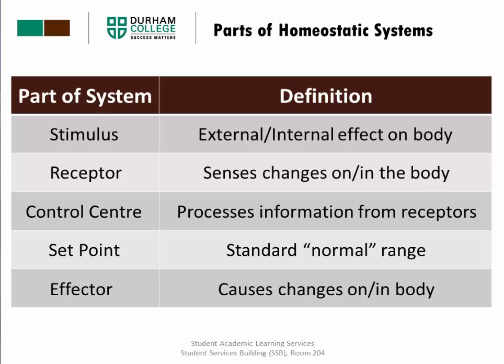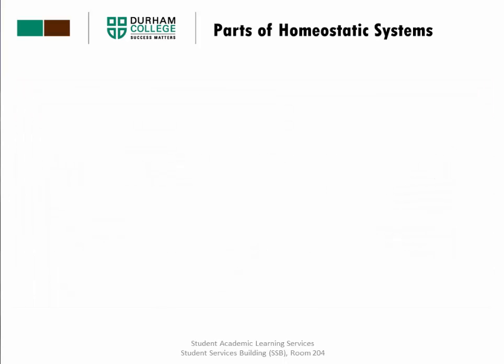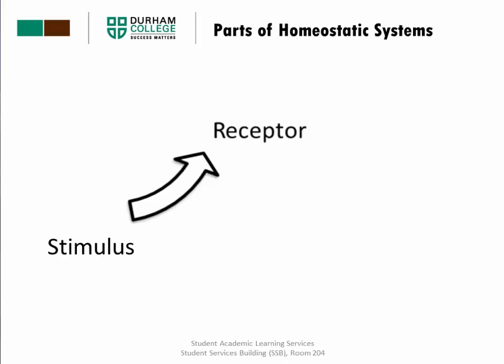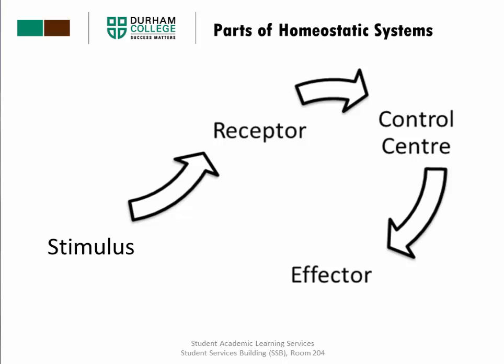The parts of the homeostatic system work in the following fashion. Some internal or external stimulus affect some receptors. Those receptors send information to the control center. The control center then compares those changes to the set point. The control center then sends information out to the effectors, which can then cause a change. And then this continues as a cycle in order to create balance.